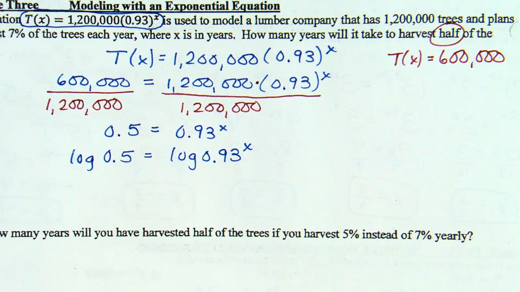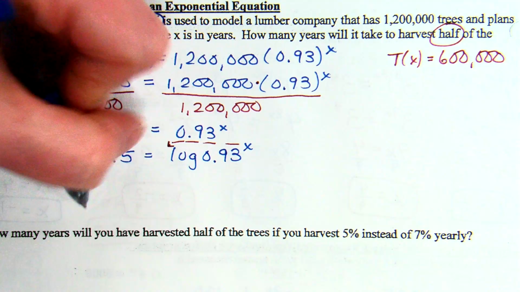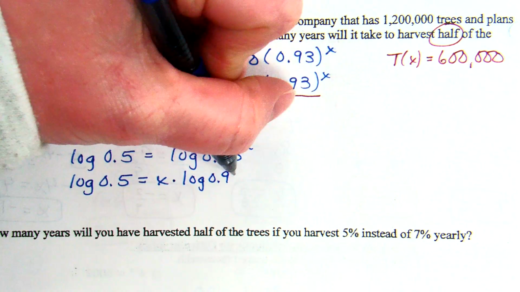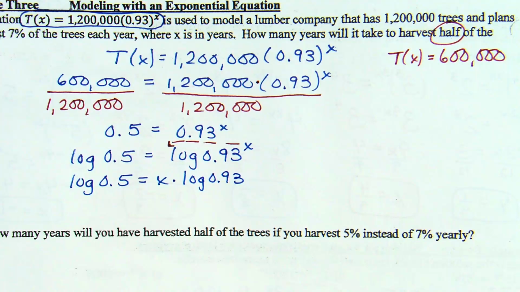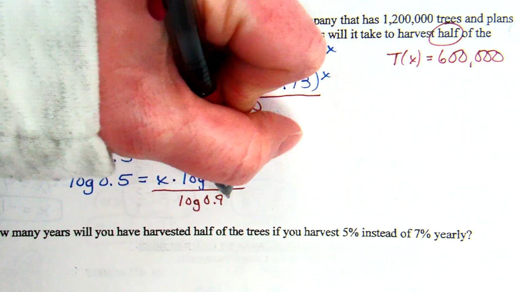Once you take the log of both sides, the power property moves that X out front. So the log of 0.5 is equal to X times the log of 0.93. How do I get X by itself? Divide by that log 0.93.